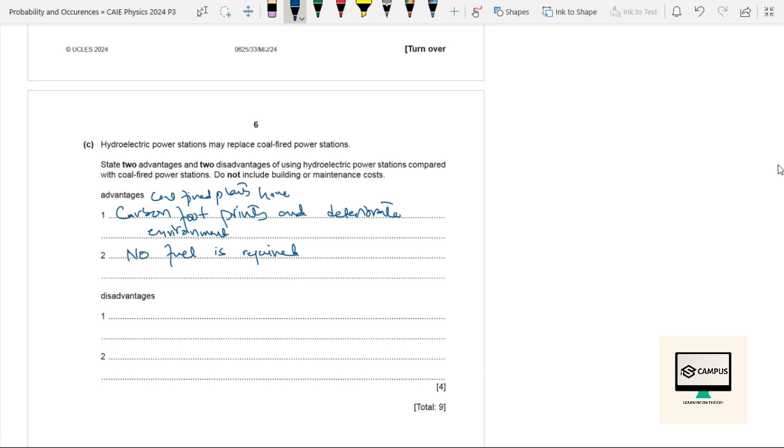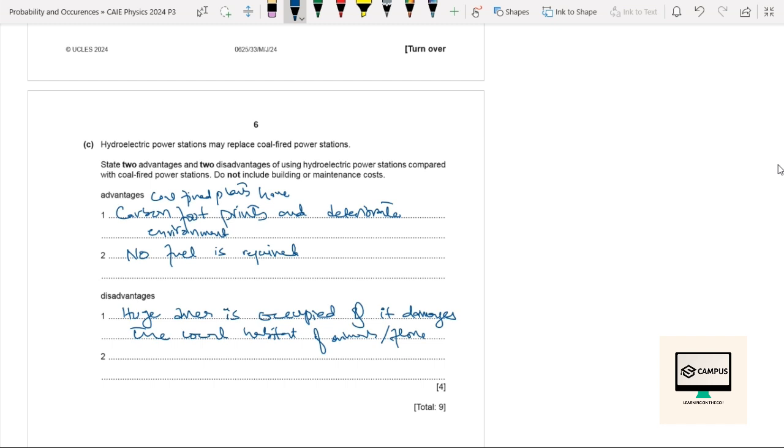What are the disadvantages then? One big disadvantage of a hydroelectric power station is that a huge area is occupied as a reservoir. And it basically damages the local habitat of animals and flora.